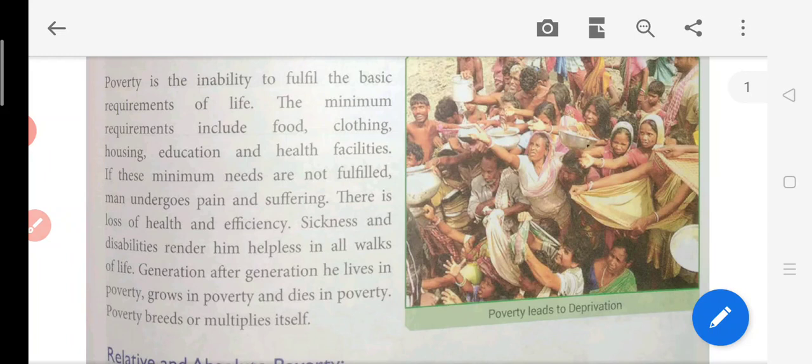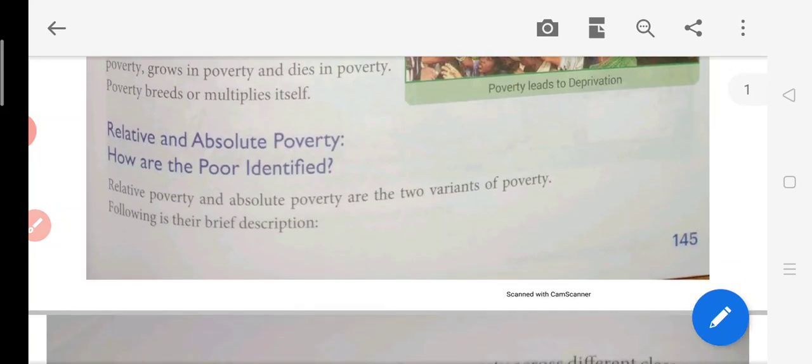They are not able to meet their day-to-day requirements, so these people are called poor, and this entire concept is called poverty. And poverty is a kind of thing in which the upcoming generation in a poor family continues to get deprived like this for the rest of the generations also. So this poverty just multiplies itself in number, meaning whoever is born in that family will also be considered poor. Now we'll be understanding relative and absolute poverty.